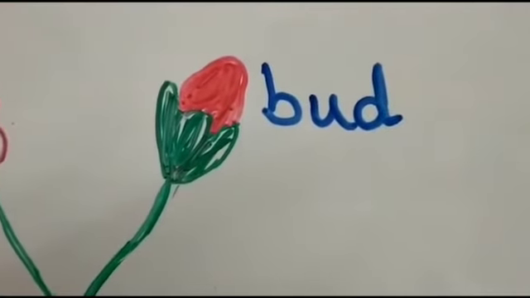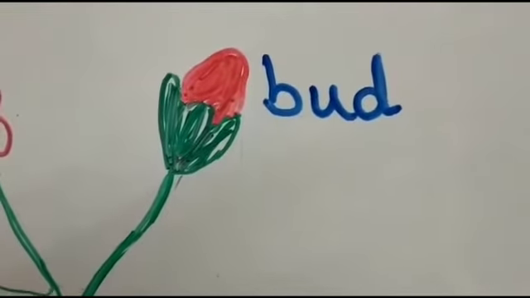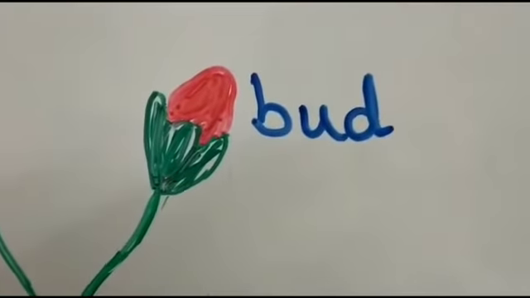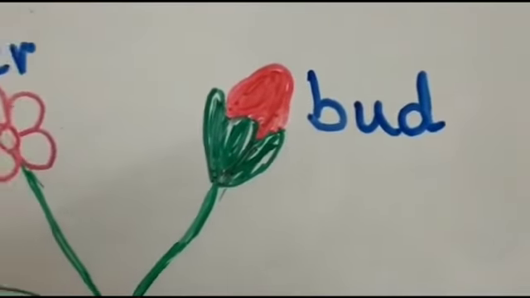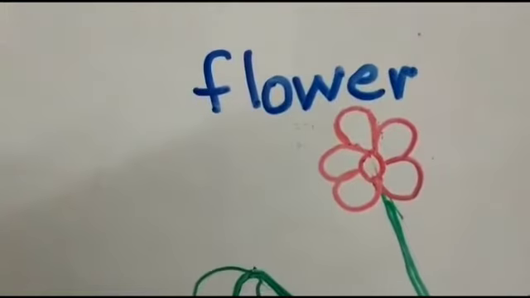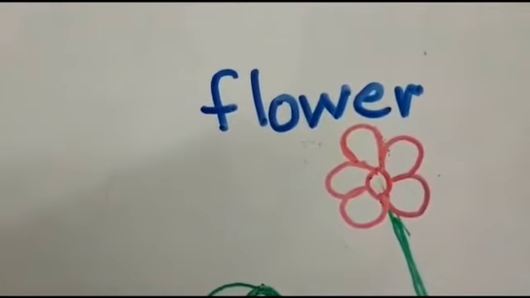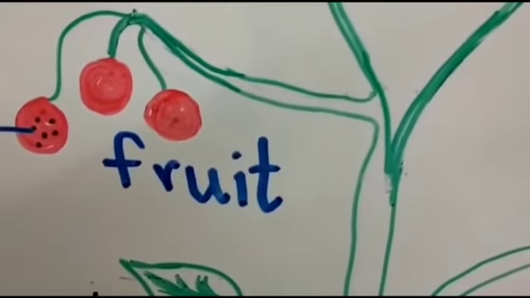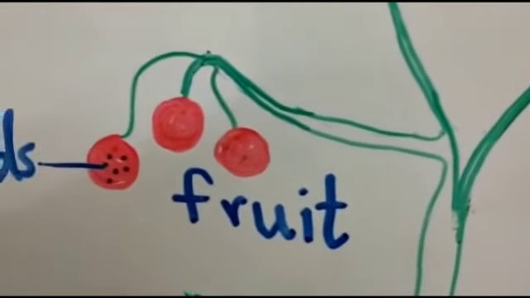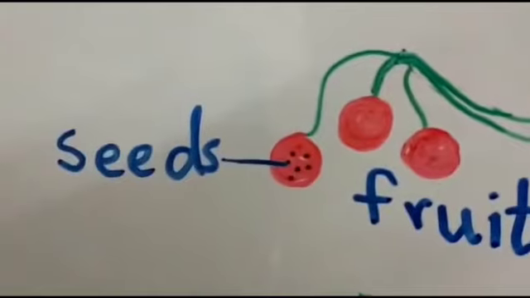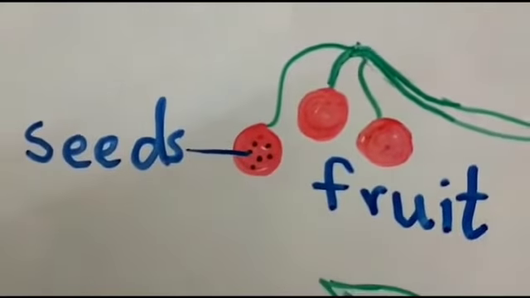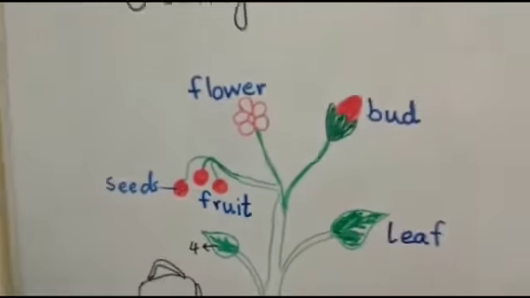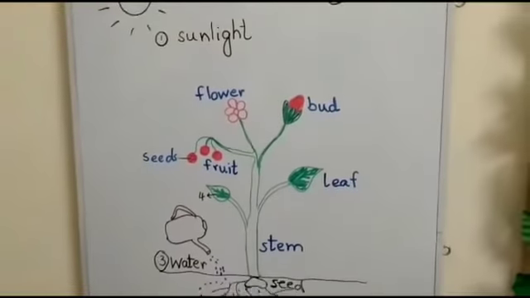What is a bud? When the flower is closed, when it is not blossomed, we call it bud. And when it blossoms, we call it a flower. And then flower becomes fruit. Okay. Then there are many seeds inside the fruit. So this is a brief description of all the parts of plants.